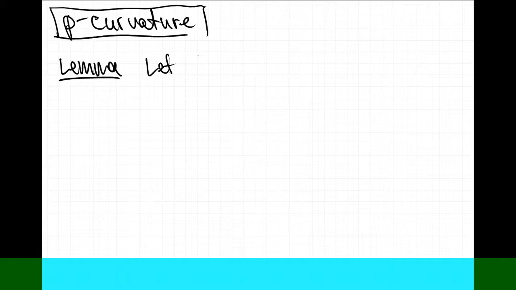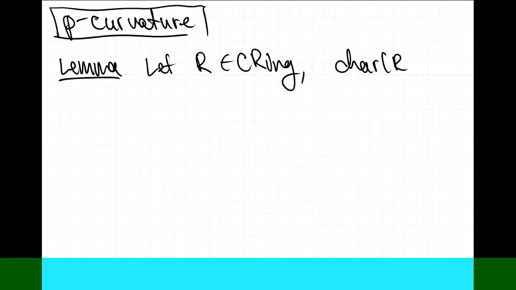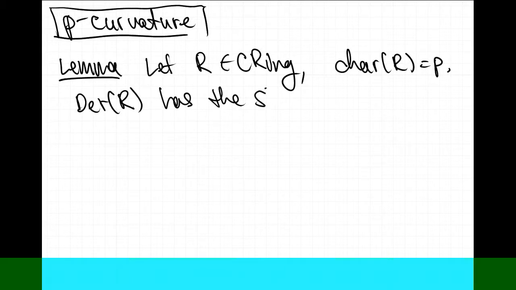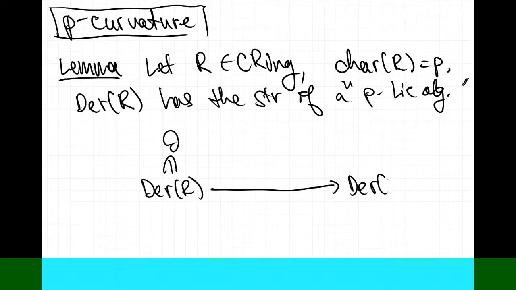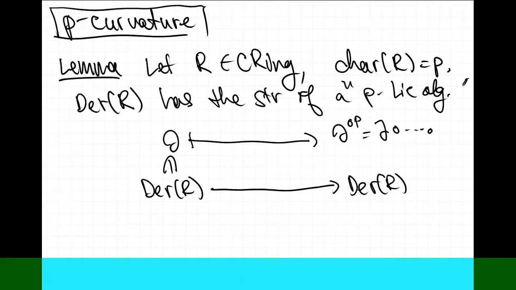So let R be a commutative ring, and let's suppose that it has characteristic p. Then what I want to say about this is that the derivations on R have the structure of a p-Lie algebra. And by this we mean that there's a map where you can take a derivation and send it to another derivation, and to do this you take pth powers. So you compose the map with itself p times.